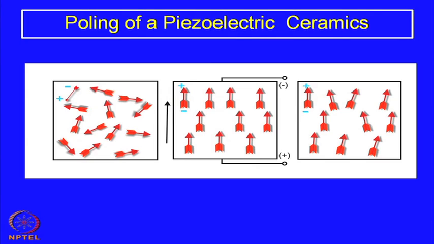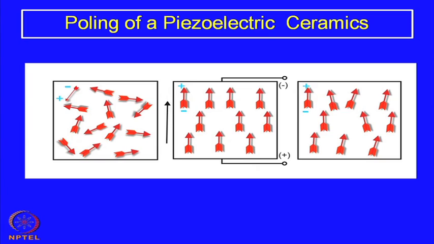This is what we mean by basically poling. Piezoelectric materials are also characterized by their presence of spontaneous polarization. So, just like ferroelectric material, you have spontaneous polarization, permanent dipole moments within the solid, and initially they are random in nature. If you do not apply an electric field, they are oriented in all possible directions, so that the net dipole moment is 0.